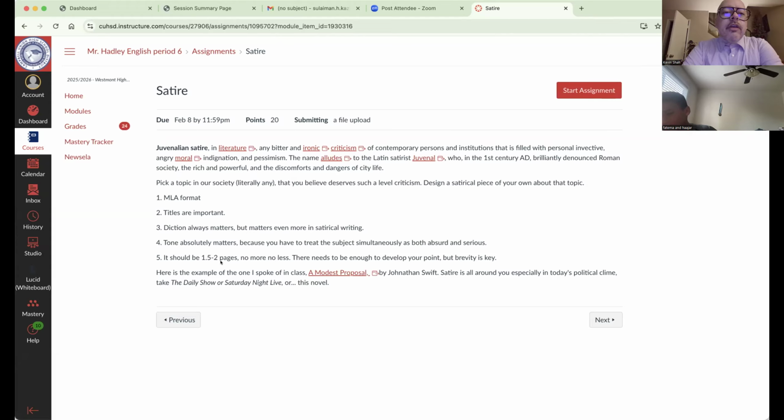Number three, diction always matters, but matters even more in satirical writing. Absolutely. Diction is the arrangement of words and phrases. Actually, it's the words that are chosen. Sorry.